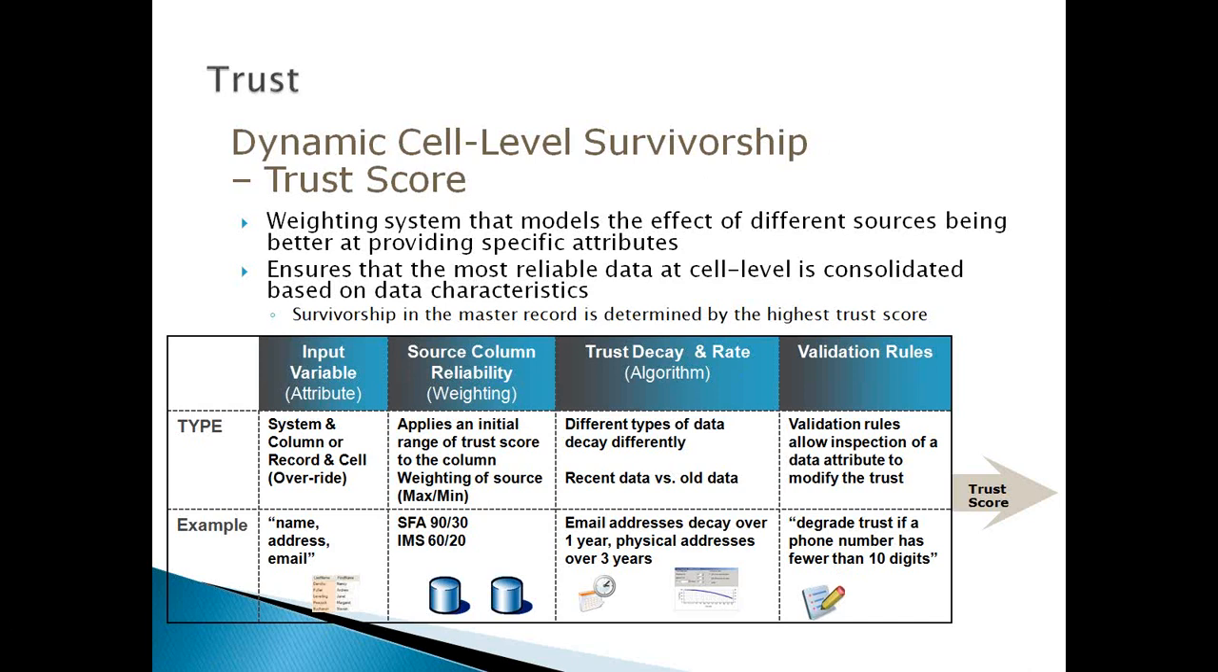But if something is correct, say SFA doesn't have a phone number and only IMS has it, what will happen? Then IMS will get promoted. If some value is there, that will get promoted. If SFA is sending me a null value and IMS is giving me a value, IMS will get promoted into the master record, even if it is bad data. Okay. Because we have to promote something. If there is some value, it has to be promoted.